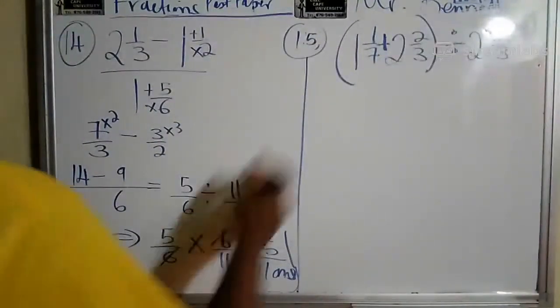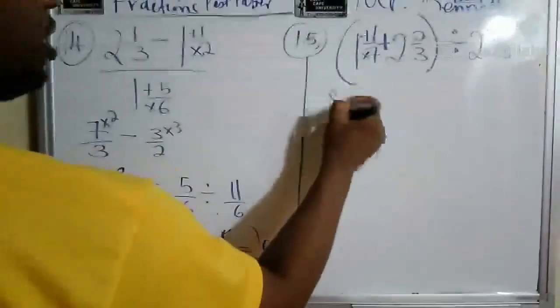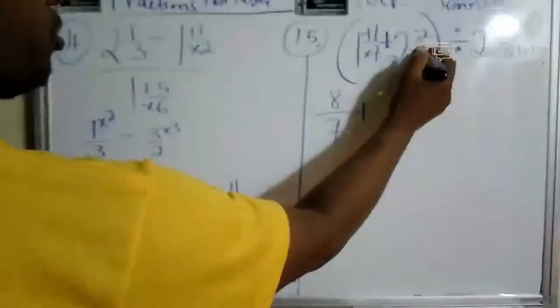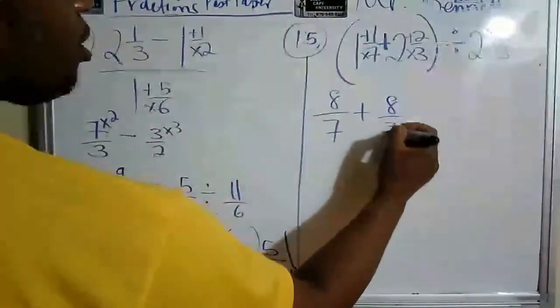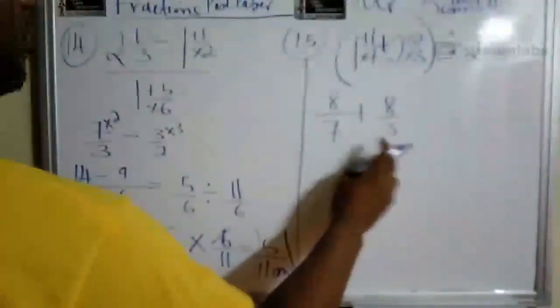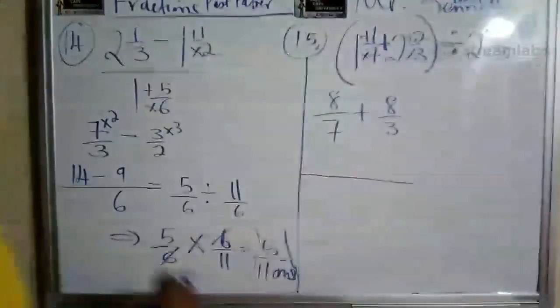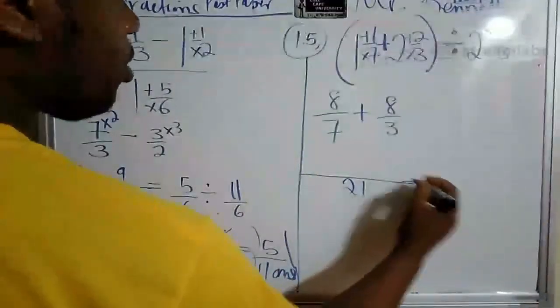Alright, so work the bracket first. So 1 times 7 is 7, plus 1, that's 8 over 7, plus 2 times 3, that's 6, plus 2, 8 over 3. And notice most of them have 7 and 3. When it's add and subtract, we must find the lowest common multiple. In this case it is 21.